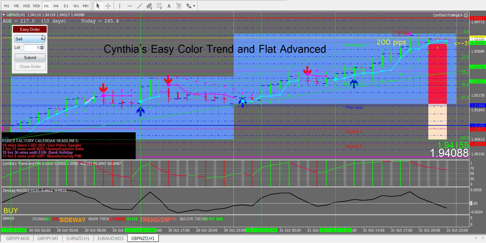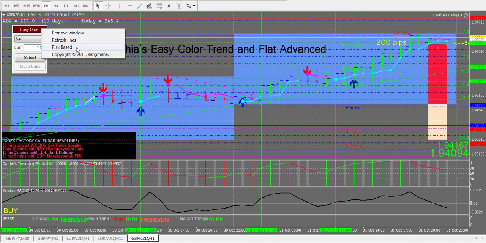Now if I right mouse click up here, I can remove the window, I can remove the lines from previous trades, and I can also make it risk based. This is 1% of my account equity, but I personally like to use lot sizes, so I just use the lot size. You can make it whatever you want.